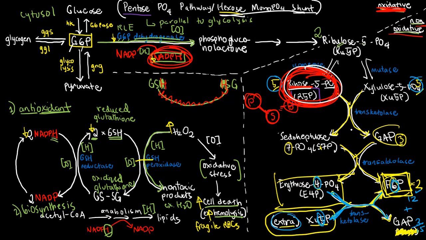One last note, since we did start with a 6-carbon compound and end with a 5-carbon compound, you may ask, where did that 1 carbon go? Just to complete the story, that actually was lost in the third step of the oxidative phase as carbon dioxide. Okay, so just to make sure we don't have plot holes here. So that's all I want to share with the pentose phosphate pathway.